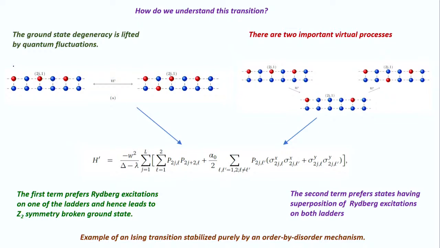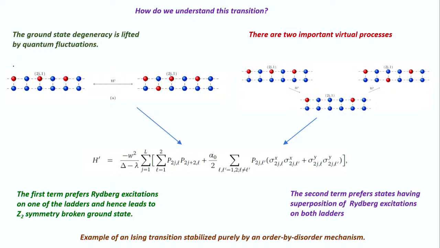So of course there are many examples of phases in quantum theories which are stabilized by order by disorder, but this is an example of a quantum phase transition which is completely stabilized by order by disorder mechanism. And then we of course did some more realistic calculation, keeping in proper 1/r⁶ interaction and all that. The transition survives, its position changes, but it does survive.